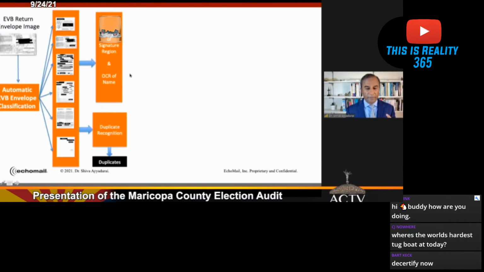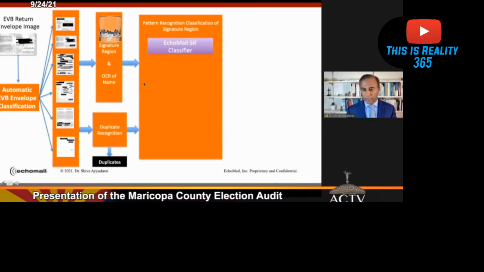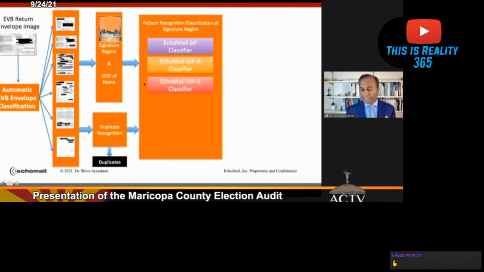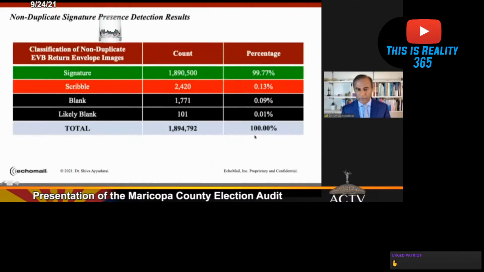If possible, though this was not part of the scope, we also tried to extract the name. We were able to do that for close to, I think, 99% of them. So we also used different types of classifiers, which is pattern recognition lingo, for each one of these different kinds of ballots to ultimately put them into one of these 4 buckets. So let's look at the results.